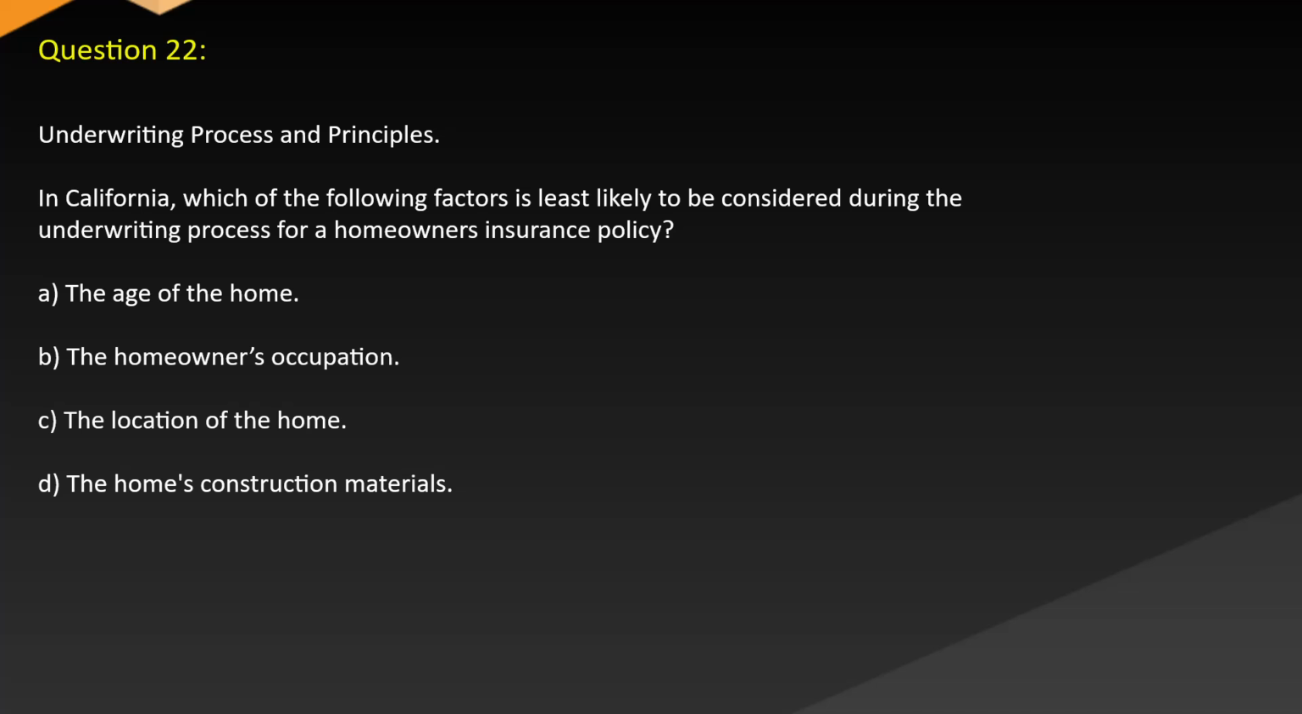Question 22. Underwriting process and principles. In California, which of the following factors is least likely to be considered during the underwriting process for a homeowner's insurance policy? A. The age of the home. B. The homeowner's occupation. C. The location of the home. D. The home's construction materials.